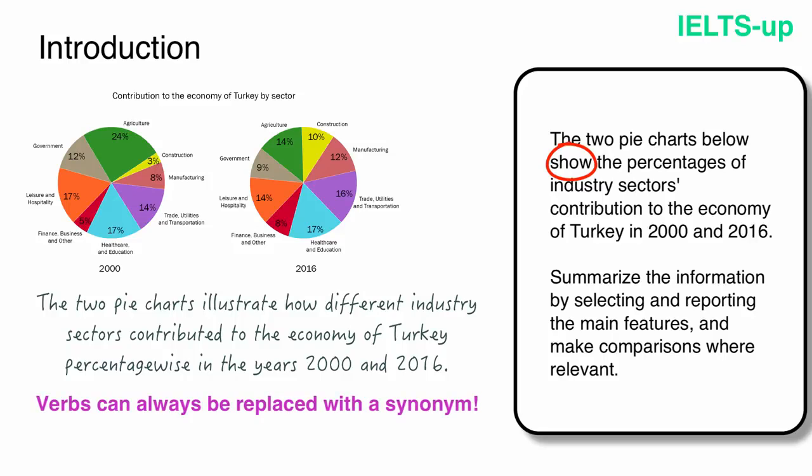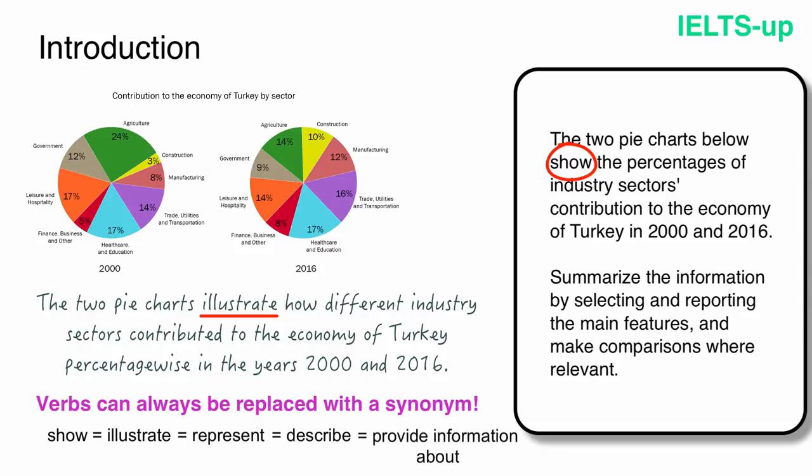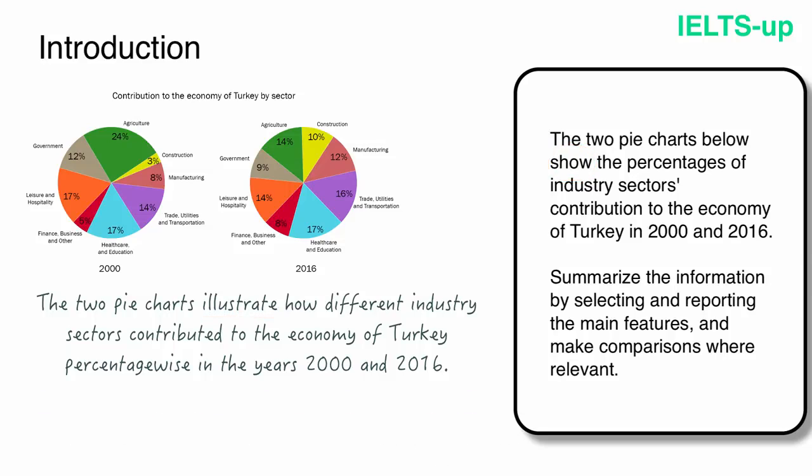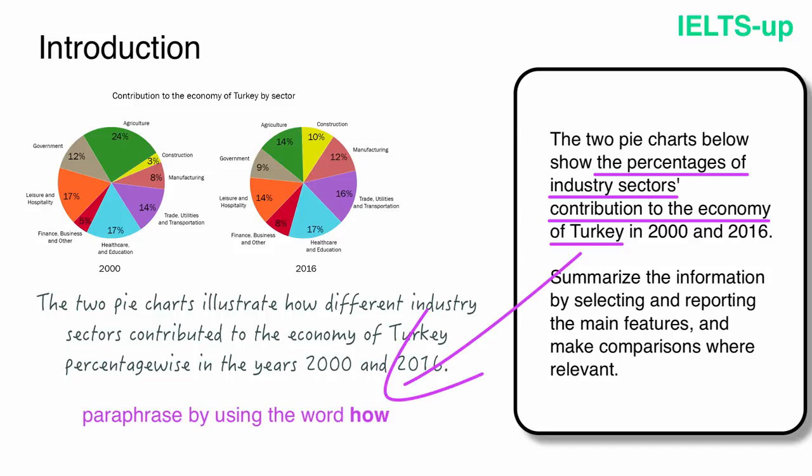And verbs can always be replaced with a synonym. I decided to replace the word show with illustrate. But this is not the only option. We could also use such synonyms as represent, describe, or provide information about. Then comes a long phrase, the percentages of industry sectors' contribution to the economy of Turkey. I decided to paraphrase it by using the word how. And that's what I've got.